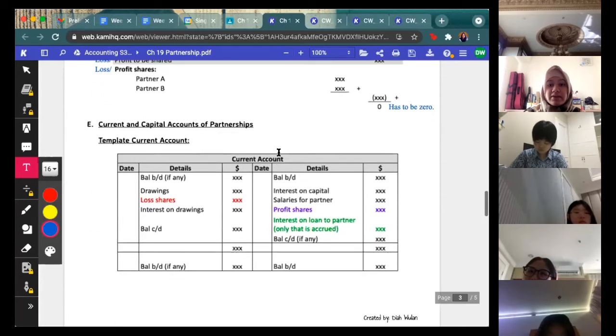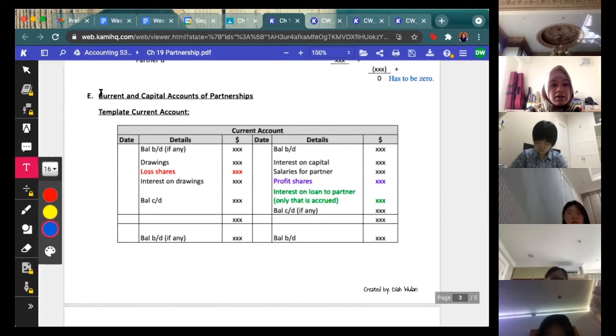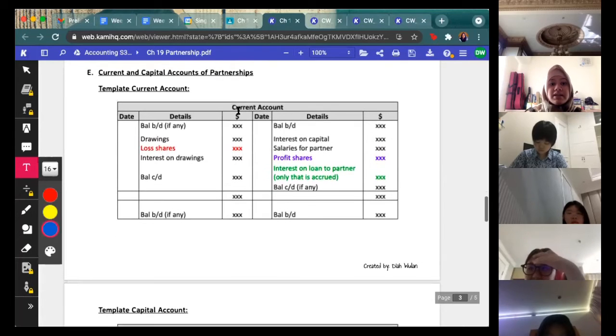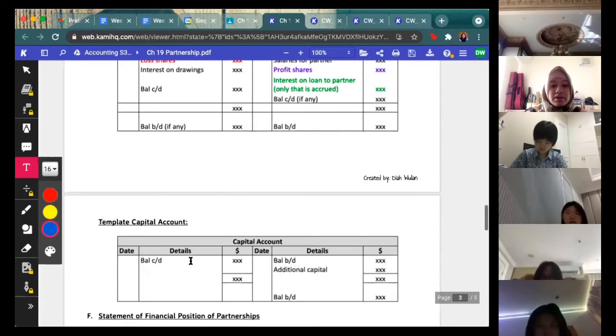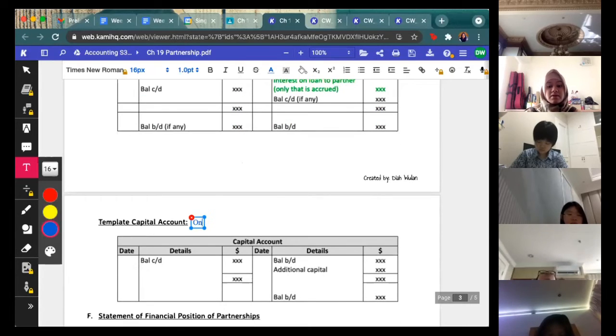Next. Okay, Nadia, you can go. E, current and capital accounts of partnership. I was explaining yesterday that in partnership, you will have 2 different capital accounts. The first one is capital account. The second one is current account. Now, what is actually current account? Current account is changes in capital. Meanwhile, capital account is only showing the total capital contribution from partners.